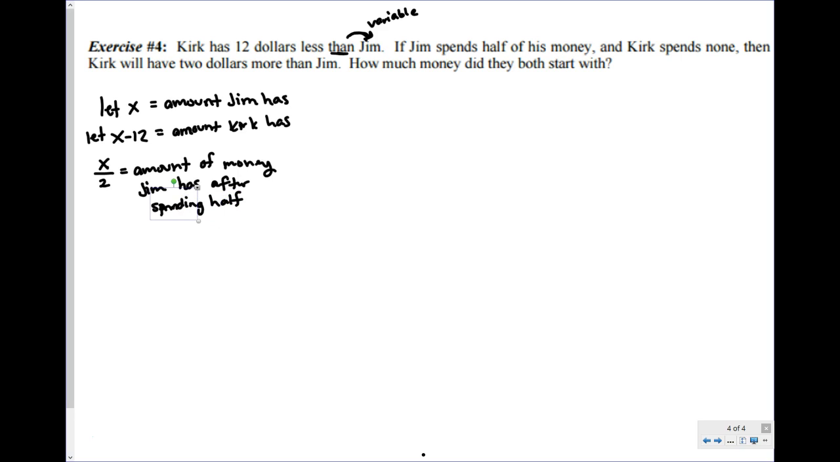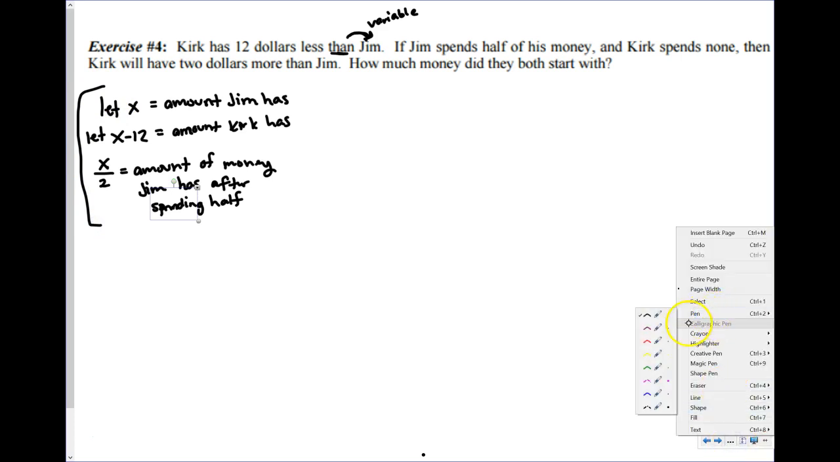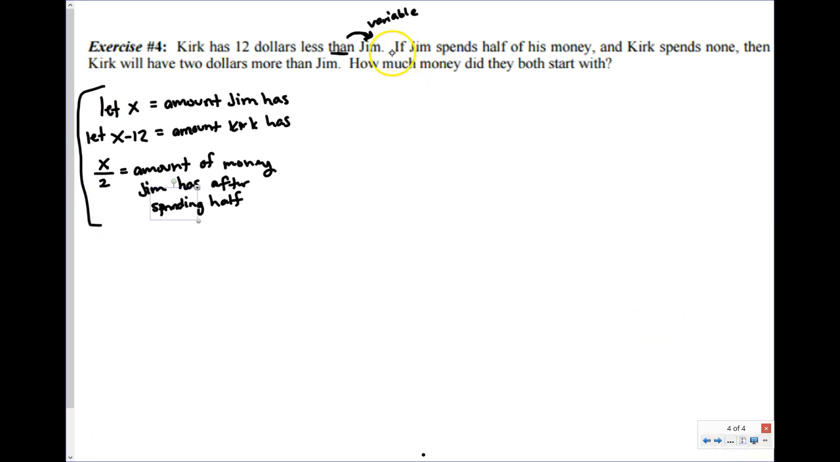So there's my let statements. And now I'm going to try and write my equation with these statements. Okay? So let's take a look at my statement in English here. If Jim spends half of his money and Kirk spends none, then Kirk will have $2 more than Jim. This "will have" is telling you need an equal sign. So I know there's an equal sign.